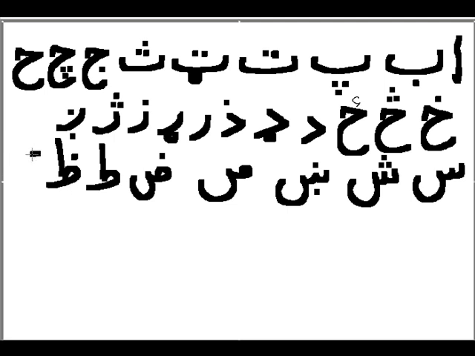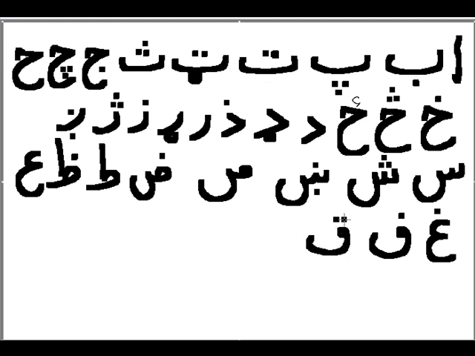And then we have Ein. Then we have Rein, which looks like a mirror image of 2 C's stacked on top of each other with a dot, and that's pronounced as the GH. And this is fa. And then we have the letter qaf, which looks just like the fa, just like that. Then we have kaf.